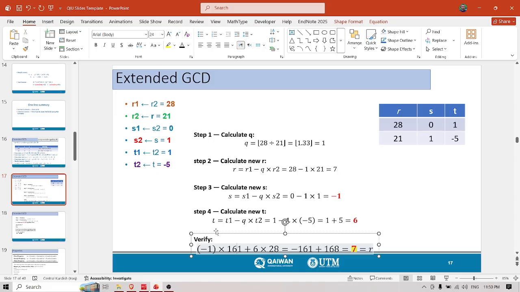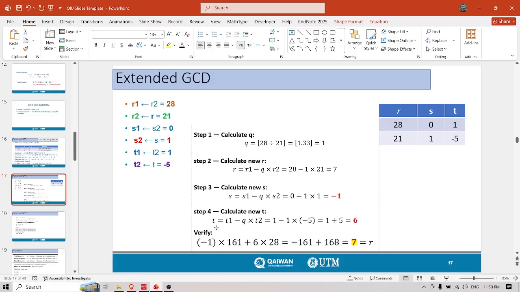And if we check and verify this one, we will put it in here. We will say minus 1 multiplied by 161 plus 6 multiplied by 28. We will get the remainder of 7. And this 7 was this one, as we checked it before.